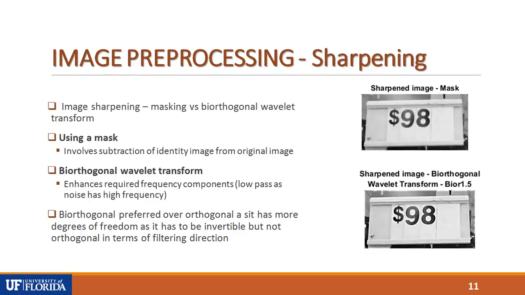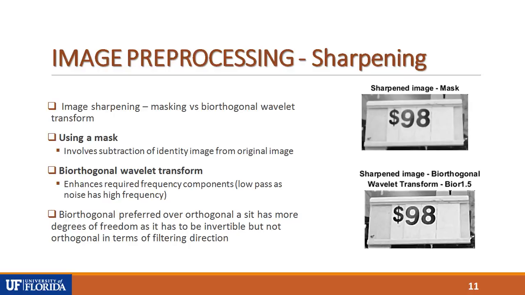The next step is image sharpening. Image sharpening was done using a mask where an identity image is subtracted from the original image. Another type of image sharpening was done using bi-orthogonal wavelet transform. Bi-orthogonal wavelet transform is a modification of the orthogonal wavelet transform, except that it has more degrees of freedom, such that the mask, or the structuring element, can be applied in multiple directions like 0, 90 and 360, etc. The wavelet should be invertible, but doesn't necessarily need to be orthogonal to any of the image axis.